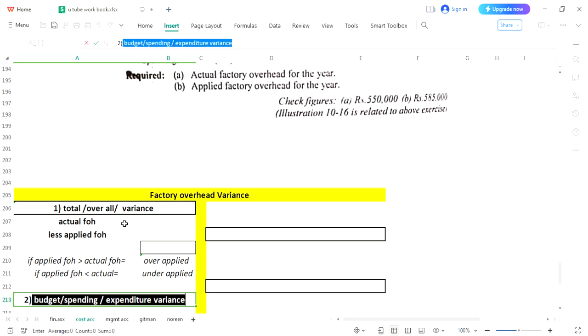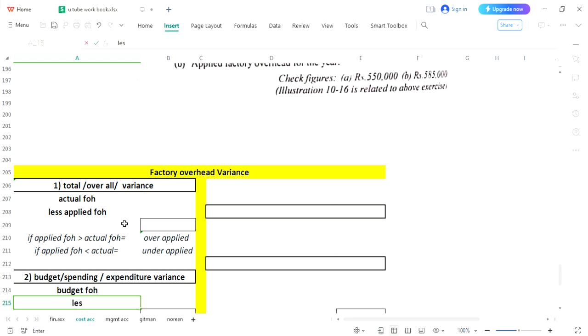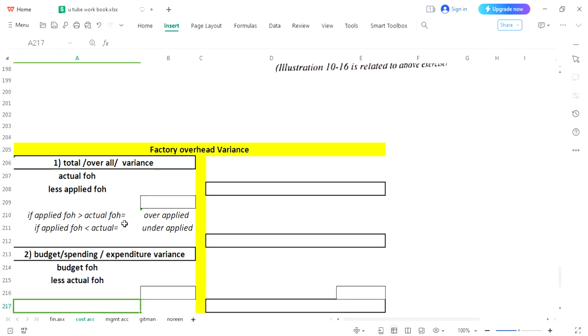Okay, this is your first variance, and then you will be calculating your second variance, the budget variance, which is also called the spending or expenditure variance. It is the relationship between two FOH figures, budget and actual. So you will write your budget FOH and then actual FOH. Here you will calculate the variance by subtracting budget from actual FOH. The difference would be written over here. And finally you will conclude by focusing upon actual FOH.